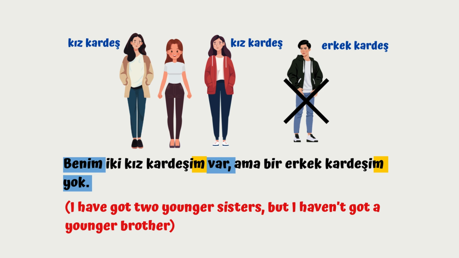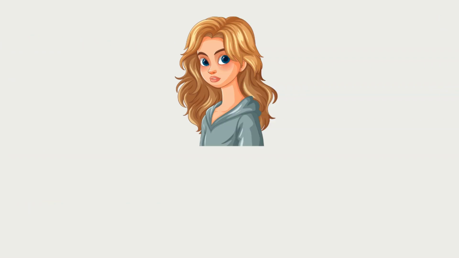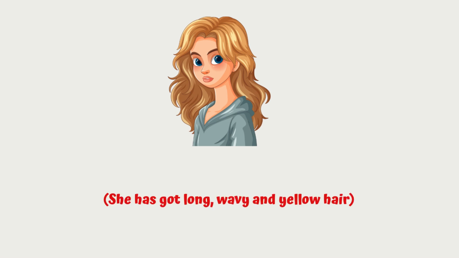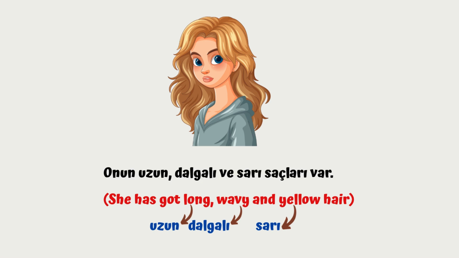We have another context where we can use var and yok. Remember, we studied this one. So we're gonna describe her. So this is what we're gonna say. She has got long, wavy and yellow hair. So if you remember, long is uzun, wavy is dalgalı, yellow is sarı. And this is how we translate it into Turkish. Onun uzun, dalgalı ve sarı saçları var.